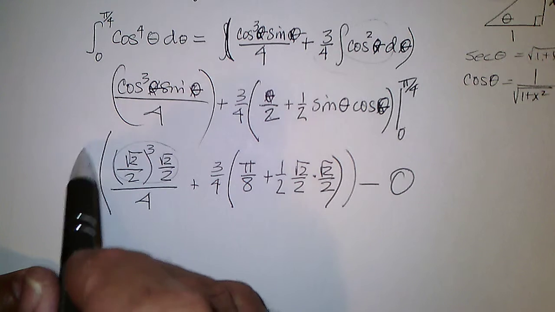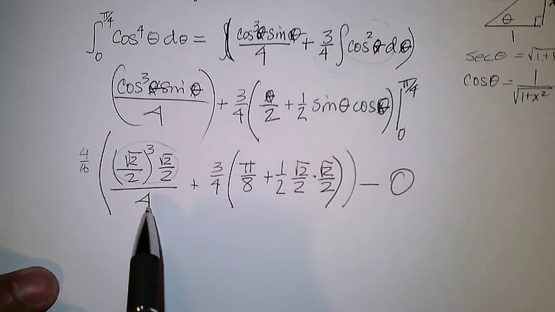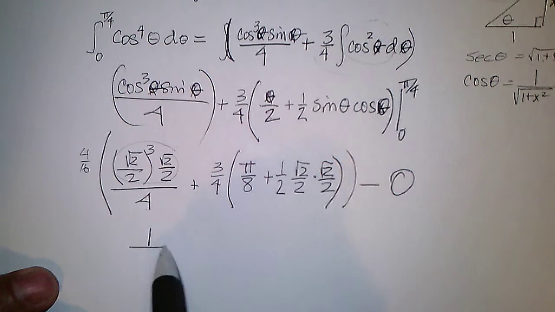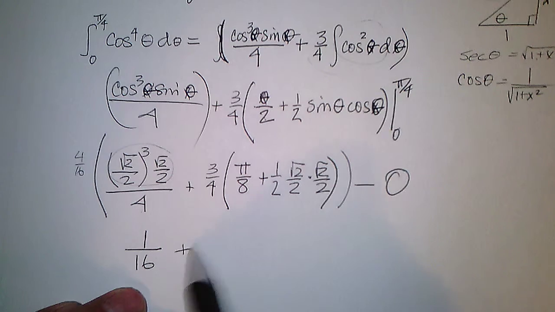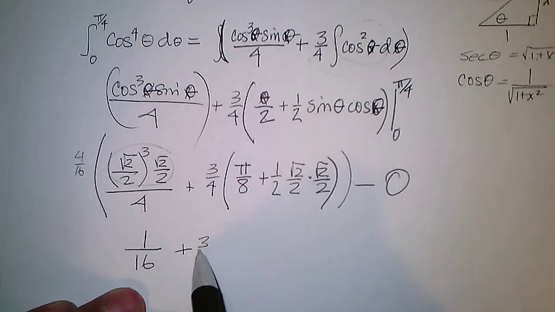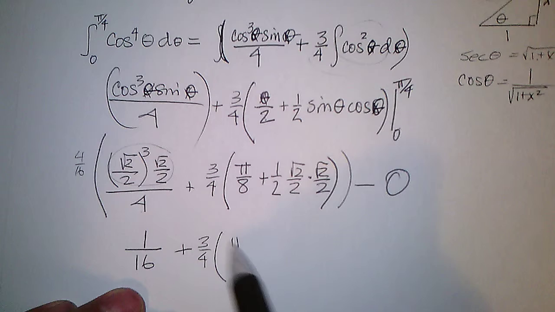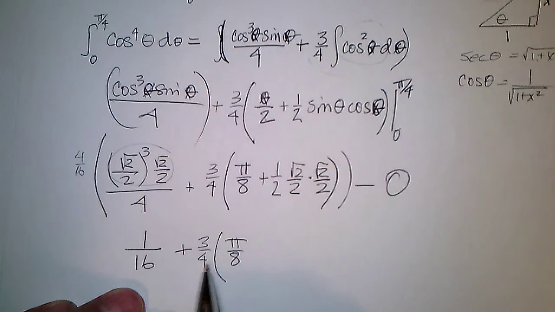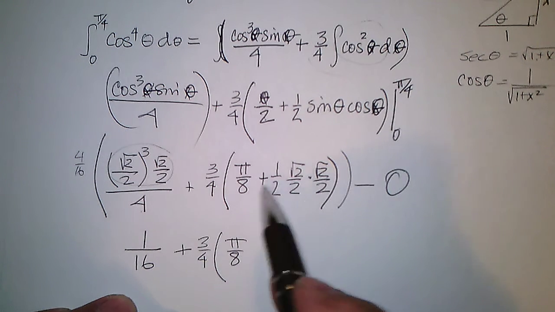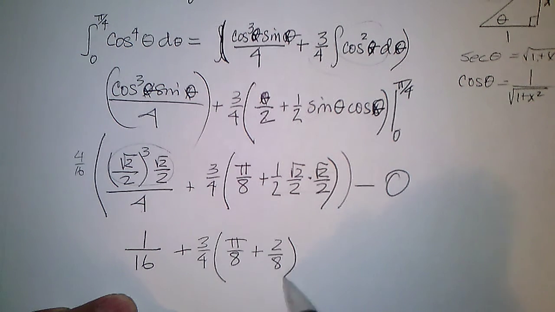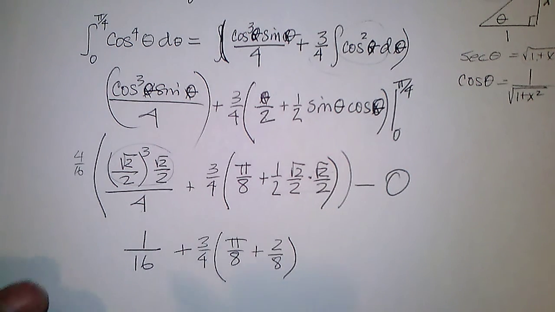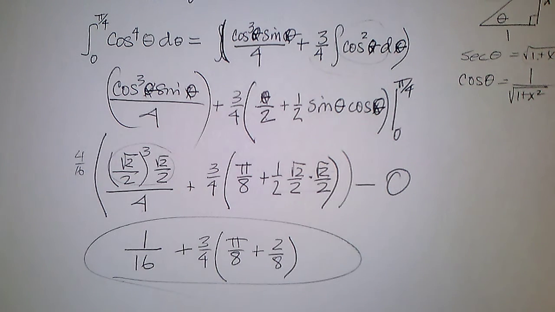So this is 4/16 divided by 4, which is 1/16, plus 3/4 of pi over 8, so that's 3 pi over 32. And then that 3/4 is also times this, which is 2 over 8. And I could do some reduction there, whatever, but good enough. Simple enough to look at.